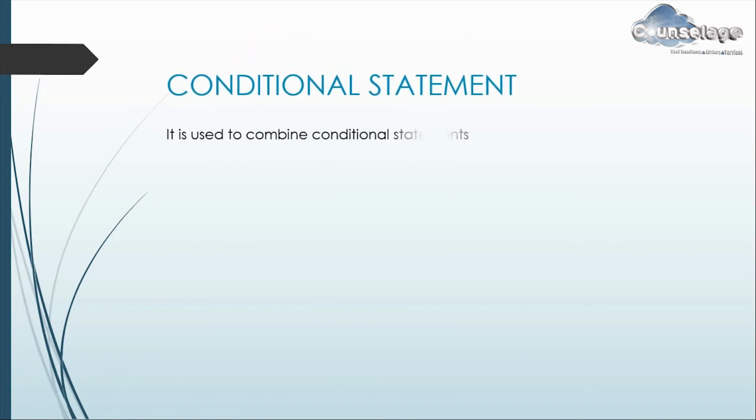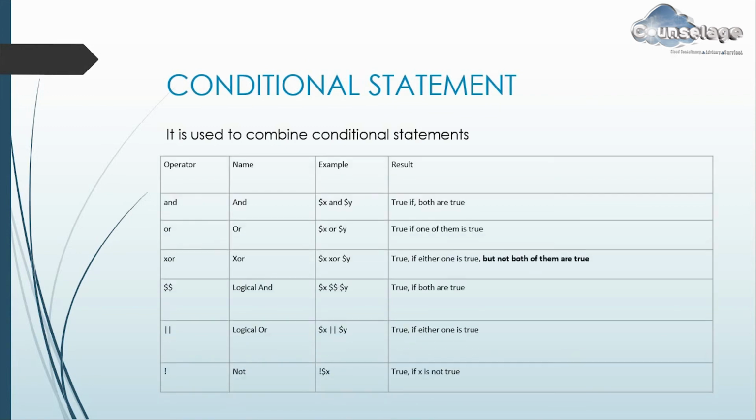Now comes logical operators. They are used to combine conditional statements, like and, or, XOR, logical and, logical or, not, etc. And operator, like $x and $y, is true if both $x and $y are true. When $x or $y is computed, the result is true if one of them is true. When it comes to XOR operator, $x XOR $y, it is true if either one is true but not both of them.